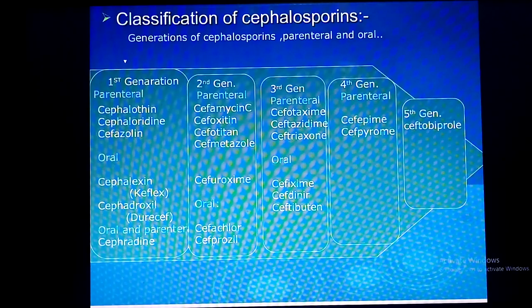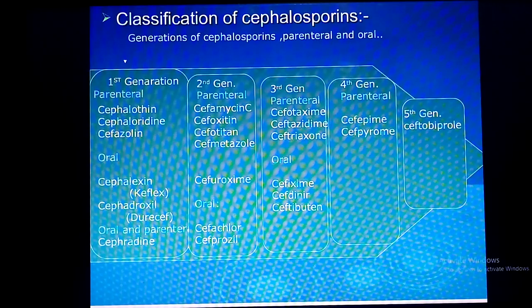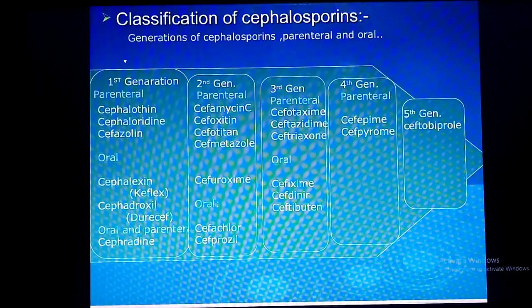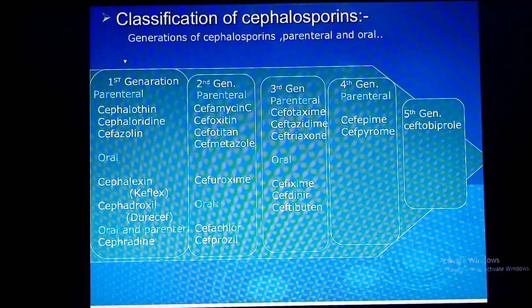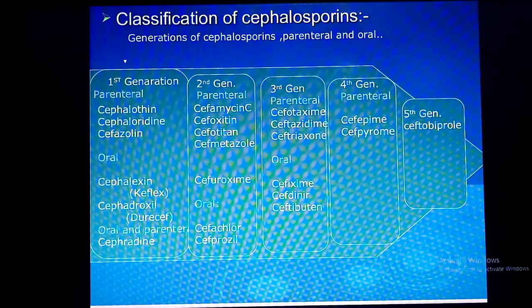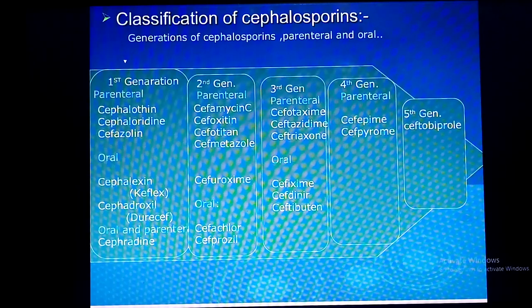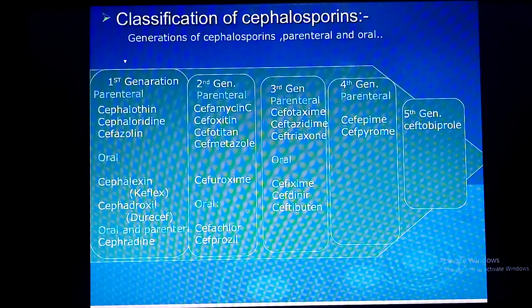cefamycins and cefoxitin, cefotetan and Syphilis. All these drugs like cefuroxime; the orals are drugs like cefaclor and cefprozil. As we have already discussed, these are the drugs which are available in the market, but it is not necessary that each and every drug will be available in the market.